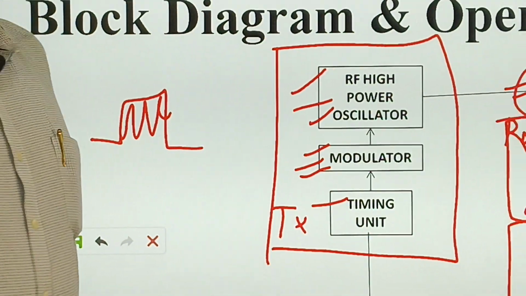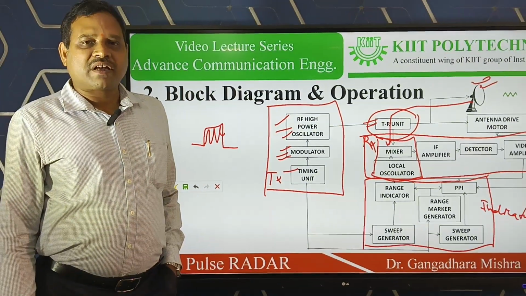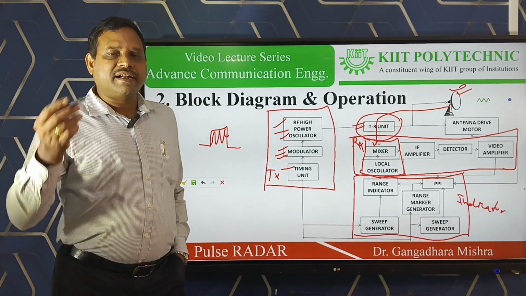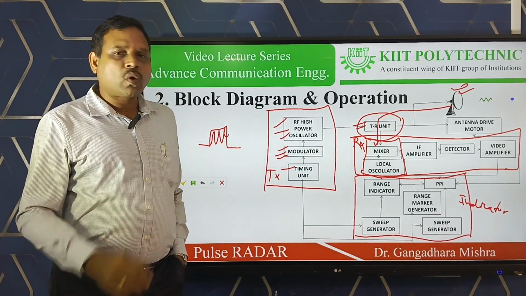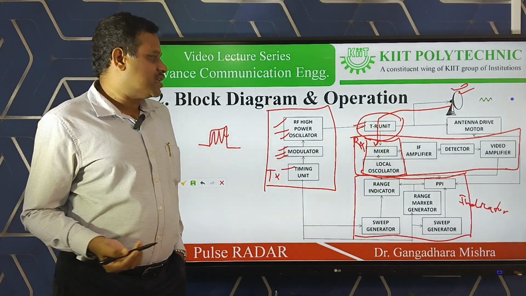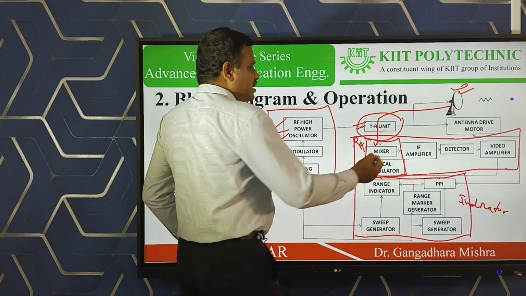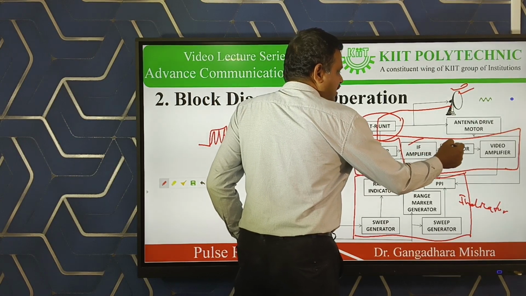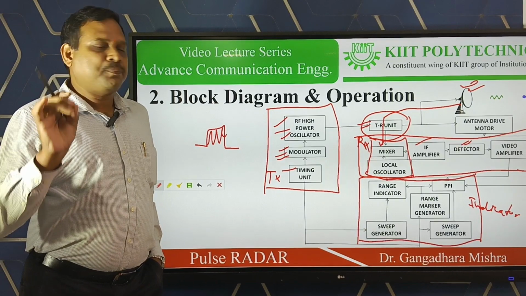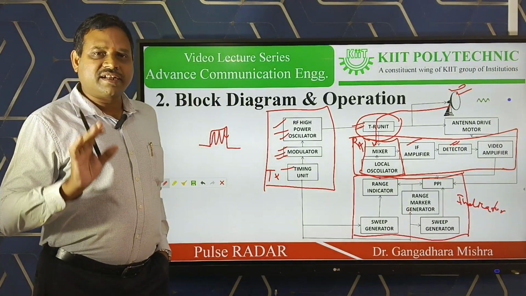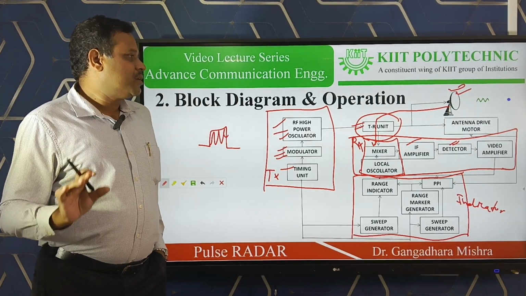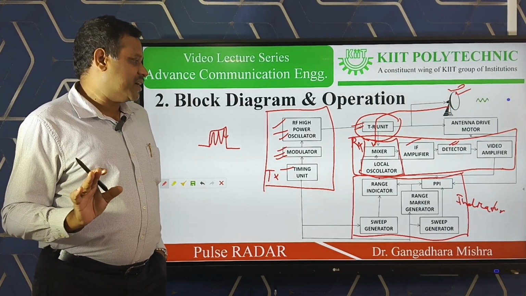mixer and local oscillator. After passing the signal through this mixer and interacting the received signal with the local oscillator signal frequency, we get the intermediate signal frequency. That signal frequency is amplified. Thereafter, a second detector stage detects the actual target position. Then that signal is passed to the indicator section through this video amplifier.